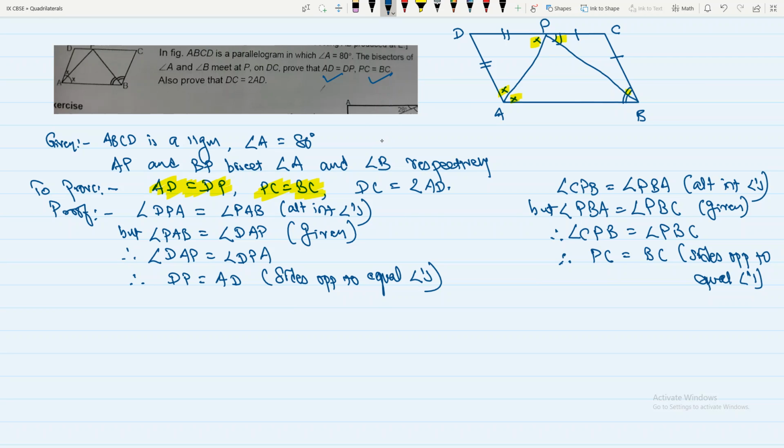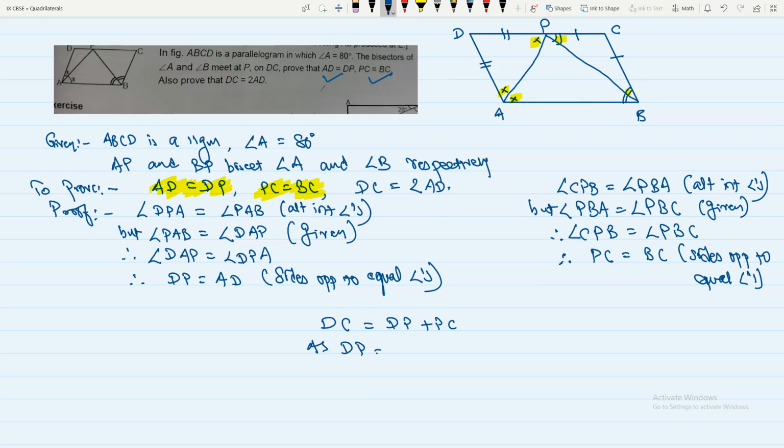DC. Sir, may I? Yes, please, Aniket. DC is 2 times AD. Last part of the question. Sir, we have to prove. So DC is equal to DP plus PC. Okay, let me write it as you are saying. DC is equal to DP plus PC. Yes, sir. And sir, AD is equal to DP. अच्छा, तो DP की जगह AD लिखूं? क्या करूं, क्या लिखना है? No, sir, as DP is equal to AD, so DC is equal to AD plus PC.